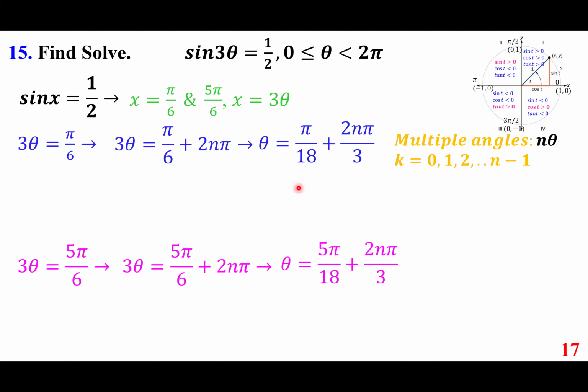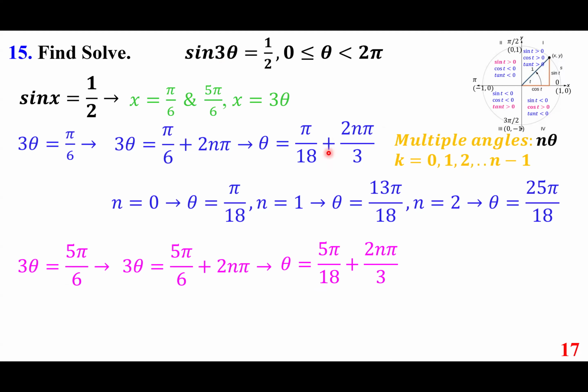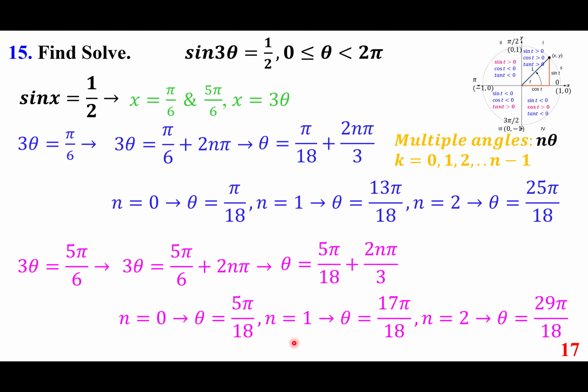So you plug in here 0, 1, 2. 0 gives you pi over 18. 1 gives you 13 pi over 18. 2 gives you 25 pi over 18. You do the same thing here. 0, 1, 2. And that gives you 5 pi over 18, 17 pi over 18, 29 pi over 18.